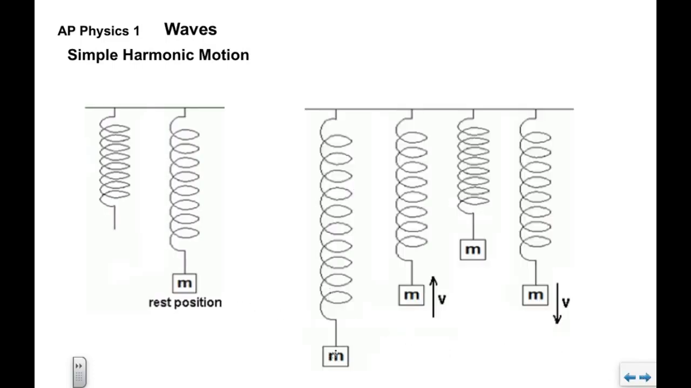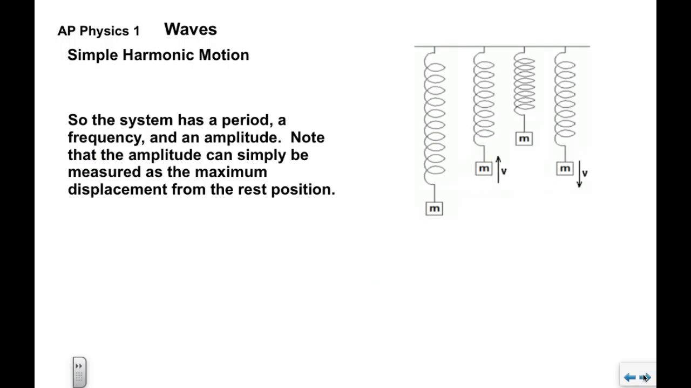So again, if we pull it down below, it wants to accelerate upward toward the rest position. It moves through that rest position with a velocity v up to some distance above the rest position. The net force now points down, so it then moves down and it goes back and forth. So again, this system has a period, a frequency, and an amplitude. The amplitude can simply be measured as the maximum displacement from the rest position, either above or below it.